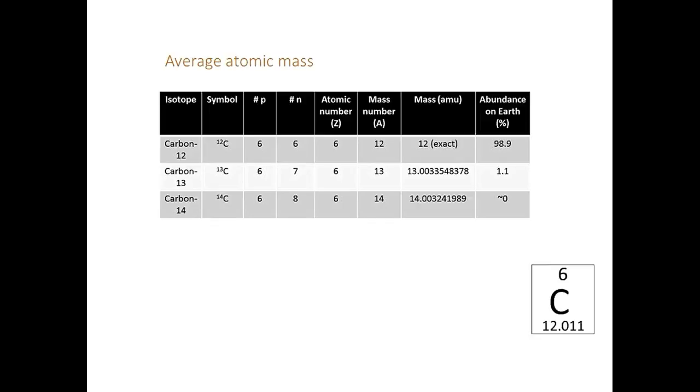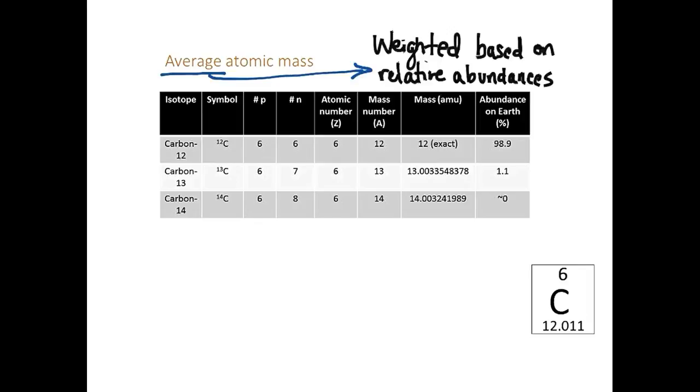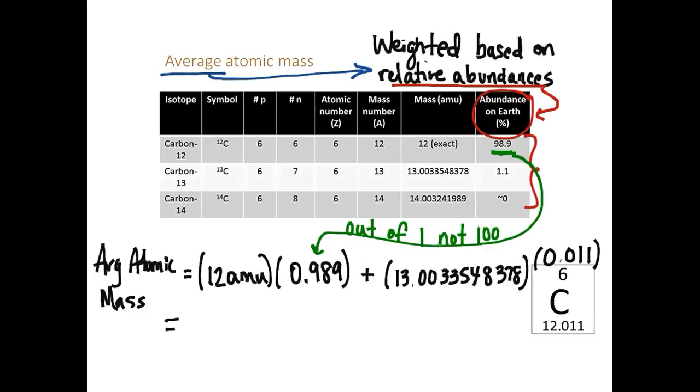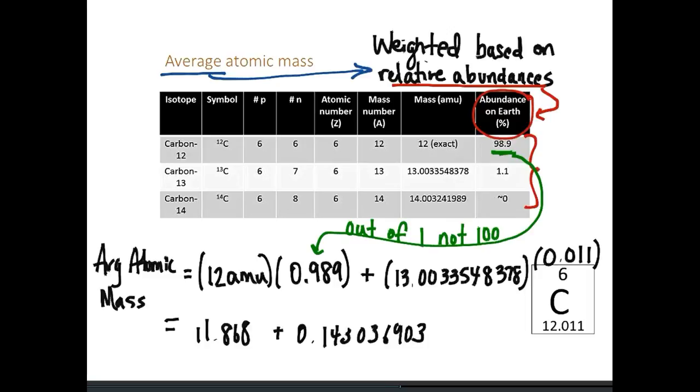So that word average is misleading, okay? It's weighted based on relative abundances. You need to know the relative abundance in order to do this calculation. Those are given in the table. That's what these numbers represent. So for the average atomic mass for carbon, we're going to take our 98.9% and we're going to turn that into a relative number, a fraction out of 1. And then we're going to add in the other isotope that has reasonable abundance, which is carbon-13. And we get these two numbers.